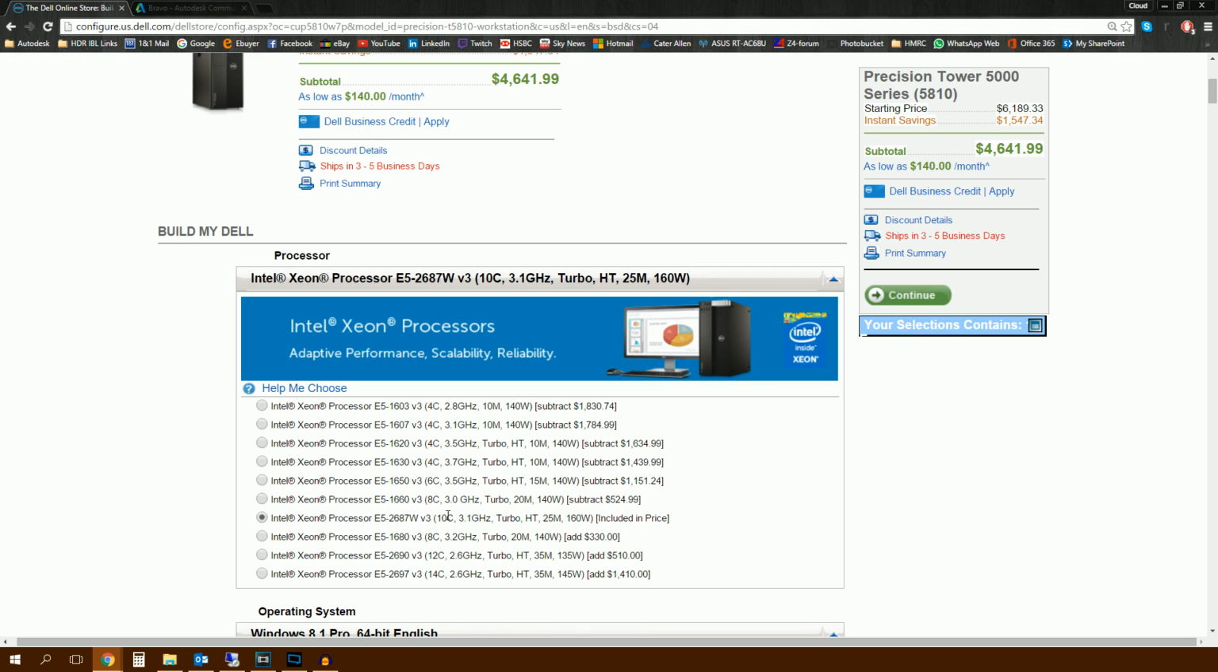It's got 10 cores, 3.1 GHz clock speed, which turbocharges up to 3.5 GHz, excluding hyperthread, and you've got 35 GHz of total processing power there. It's also got quite a good onboard cache as well, so it's got 25 meg of onboard cache.